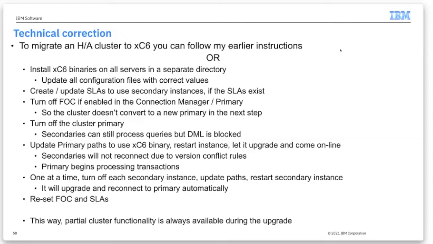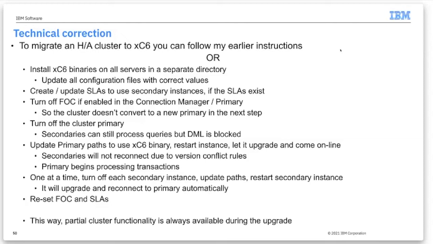On the primary, you'll flip your path to point to the XC6 binary. You'll restart the instance, you'll let it upgrade, and it will come online. The secondaries will not connect to this new primary because of the control flags we have with the rolling upgrade. But the primary will begin processing transactions. Now, if all your SLAs are normally just pointing at the primary, you can reset all those SLAs at this moment in time, and then your applications will take off and keep working.